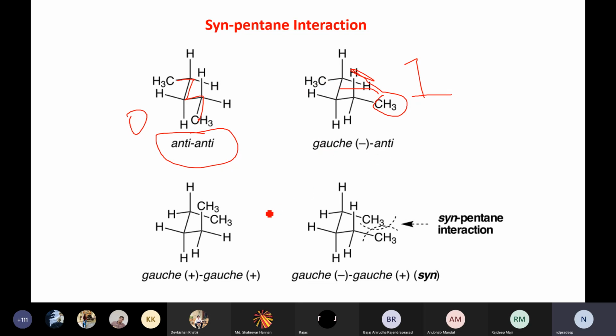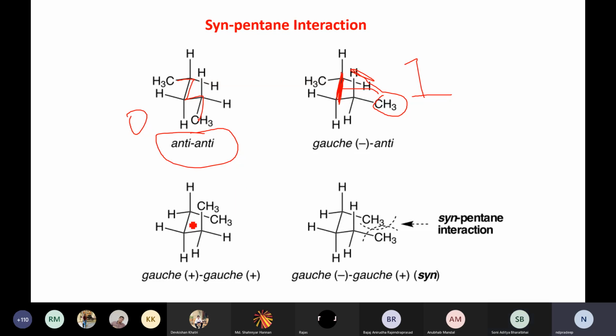Sir, the methyl which you have circled, it interacts exactly with which group? I did not understand that. What is the third bond connectivity? Gauche is what? 1, 2, 3. Okay, so it interacts with those bonds. Yeah. Okay.